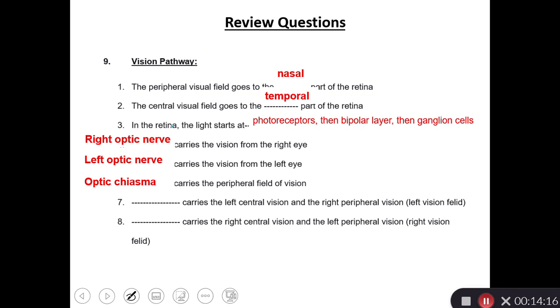What carries the peripheral field of vision from both eyes? The optic chiasma. What carries the central vision of the right eye and the peripheral vision of the left eye? The left eye central vision and right eye peripheral vision is carried with the left optic tract. Remember that the left optic tract carries your right field of vision.